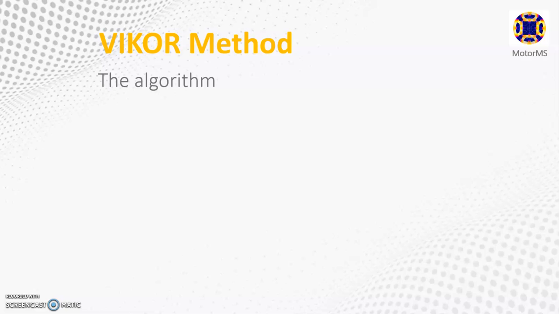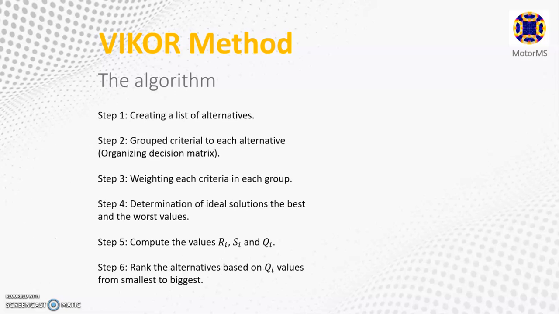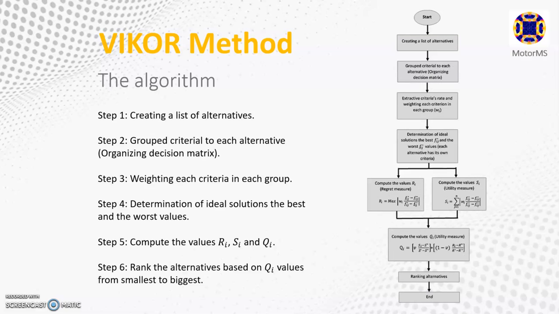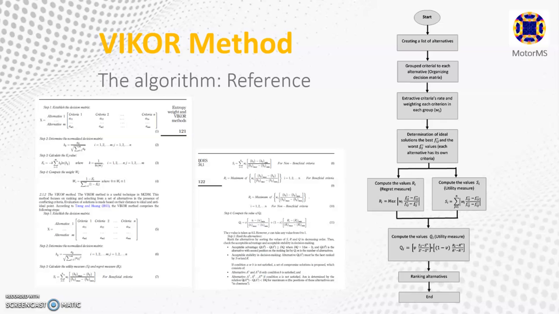Let's have a look at the algorithm of the VIKOR method very quickly and very briefly. What we need to do first, in the background of the algorithm, is to create a list of alternatives of material for different components of the motors, and then secondly to create what we call the decision matrix. From different calculations in steps 3, 4 and 5, we will calculate Ri, the regret value, Si, the utility value, and Qi, which is the ranking, the output that will give us the combination of material. It can be summarized with this methodology or flowchart that we have on the right.